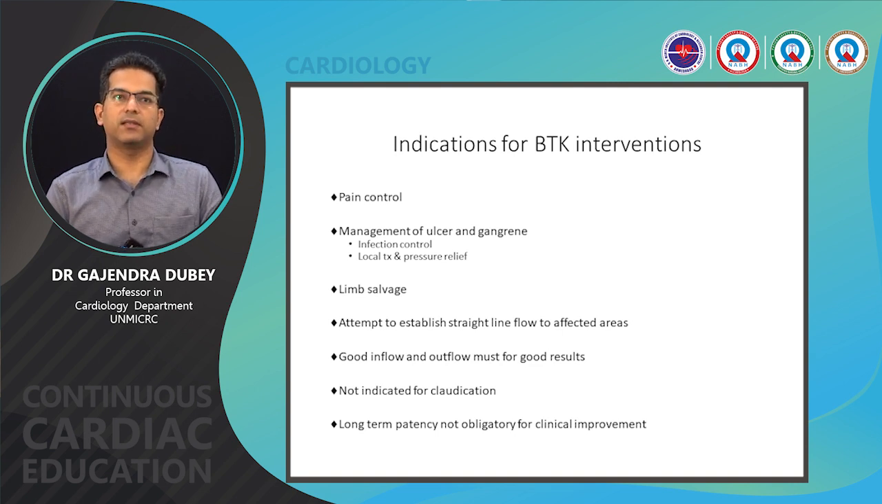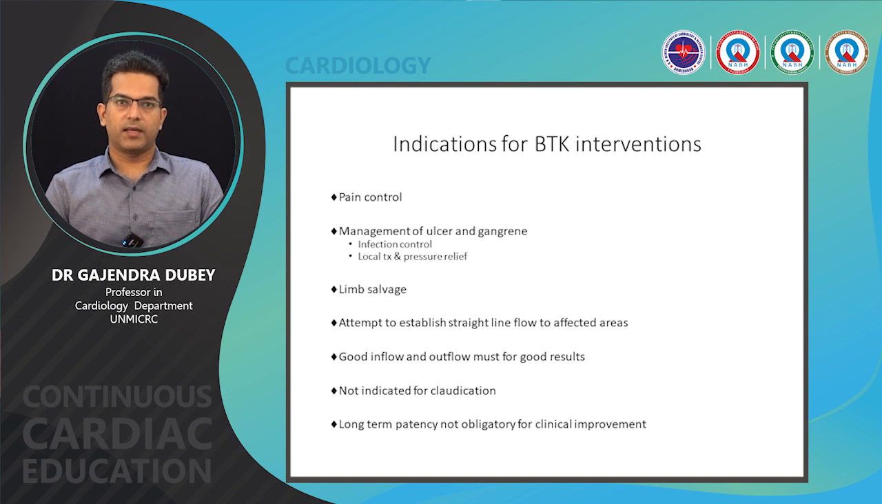BTK interventions are recommended for pain control. Someone who is having persistent ischemic rest pain should undergo BTK interventions. For management of ulcers and gangrene, this should be combined with treatment of the ulcer, which includes infection control, local treatment plus pressure relief. And for salvaging the limb and limiting the extent of amputation. These three are the major indications. The most prominent of them is limb salvage.